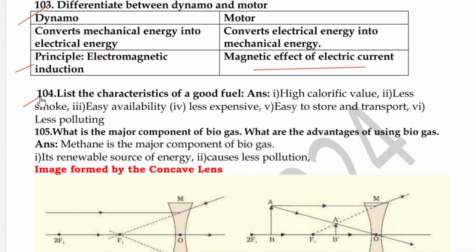Question number 104. List the characteristics of a good fuel. The characteristics of a good fuel are: they have high calorific value, less smoke, easy availability, less expensive, easy to store and transport, less polluting.